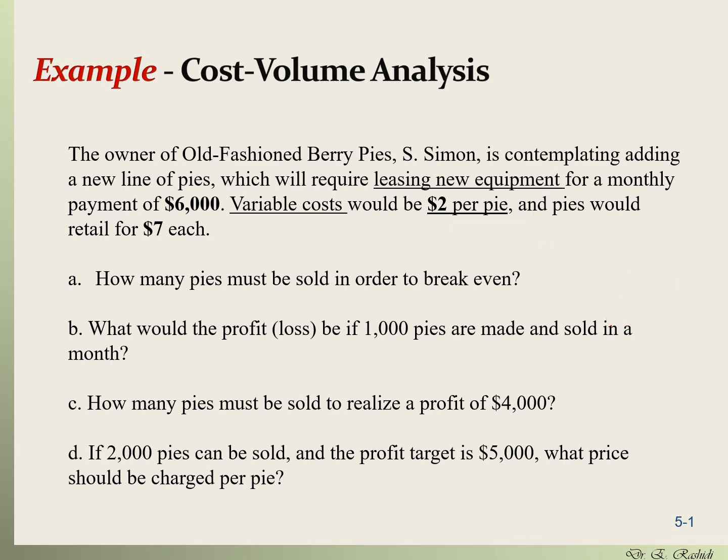Next question. The next question asks, what would be the profit or loss if 1,000 pies are made and sold? So if Q is equal to 1,000, what would be the profit or loss in a month? The next question, part C, says how many pies must be sold, so it's looking for quantity Q, to realize a profit of $4,000. So try to find Q for this.